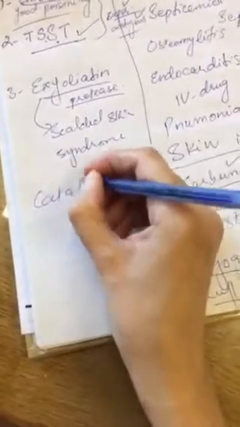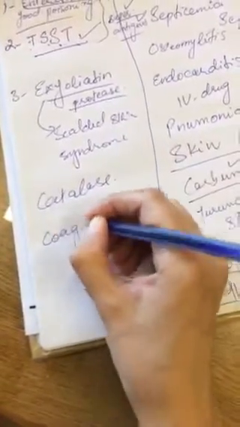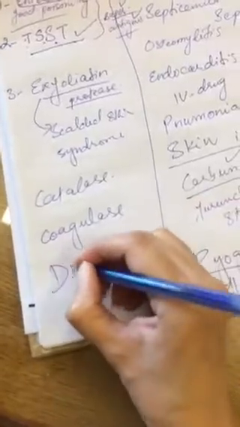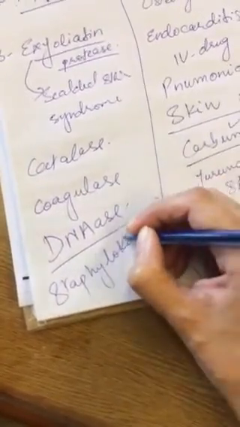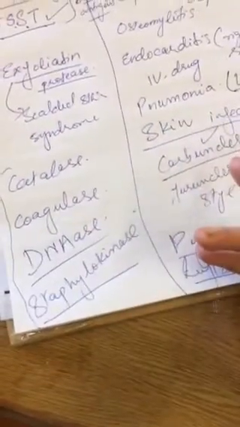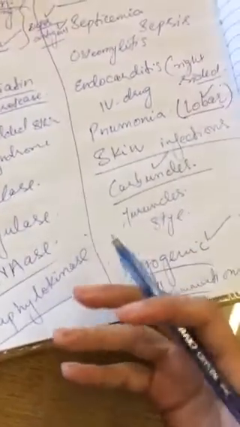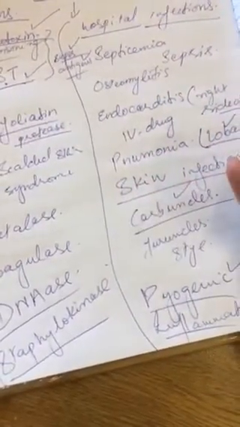Now, what are the 2 most important enzymes which are produced by the Staph aureus? Obviously, they are catalase and coagulase. Then they also produce DNase, they also produce staphylokinase. So these are the important and salient features. The clinical scenario will be of one of these diseases. Diabetic patients can also suffer from Staphylococcus aureus infections. Hospitalized patients can suffer from the Staphylococcus aureus infections.